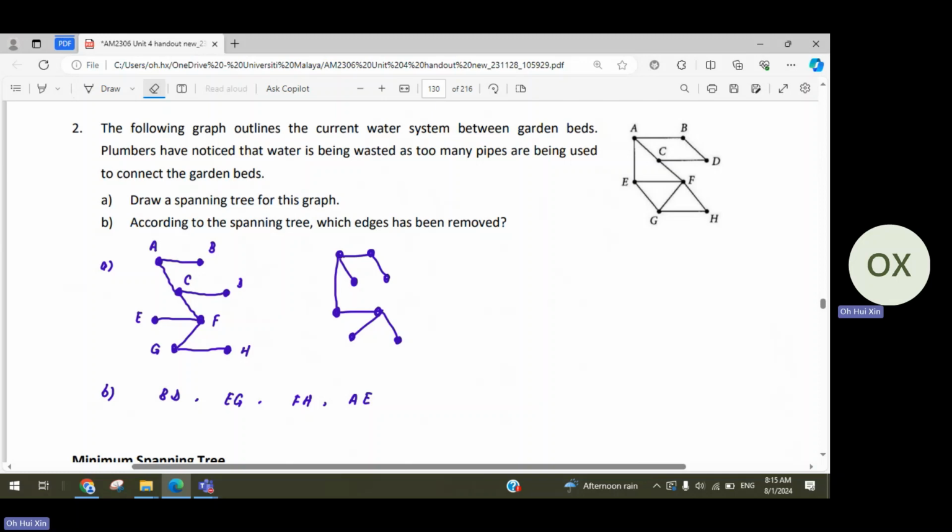So that's the first part, and we have covered the first learning outcome, which is what a tree and what a spanning tree is.